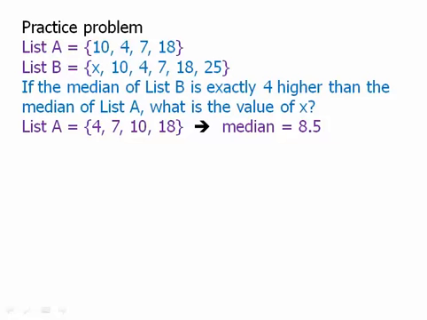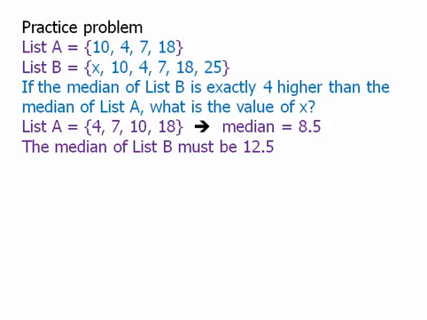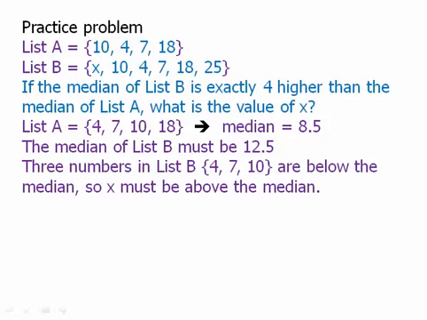The median of list B has to be 4 higher than this. So it has to be 12.5. That's 8.5 plus 4. All right, so now let's think about this. There are 3 numbers that are less than that median. 4, 7, and 10 are all less than the median. 18, 25, and X must be greater than the median. And in fact, that 12.5 must be the average of 10 and X.